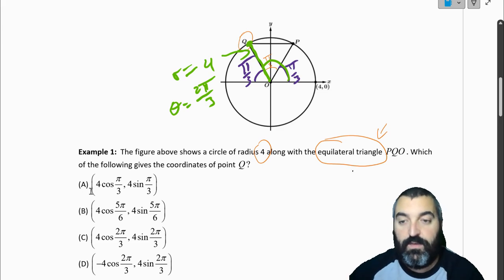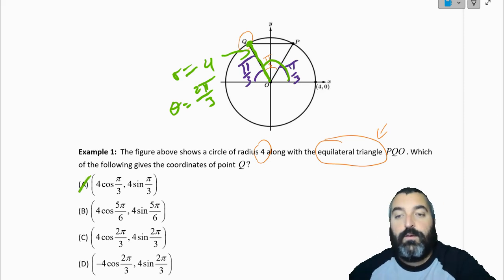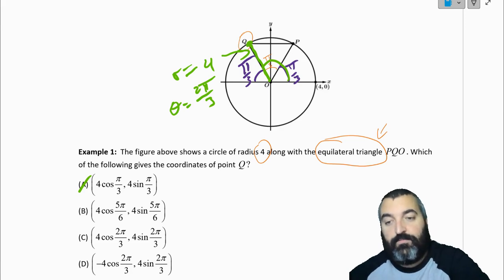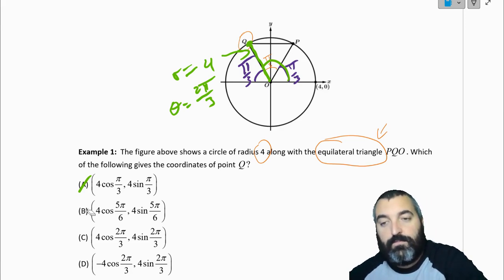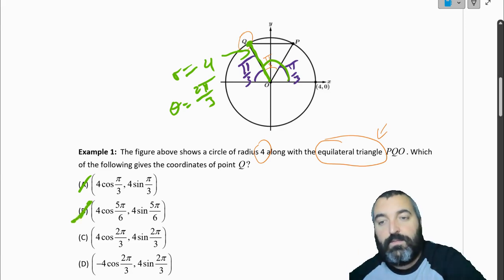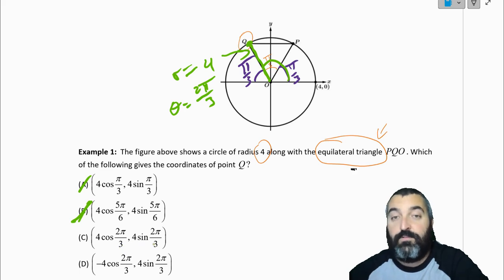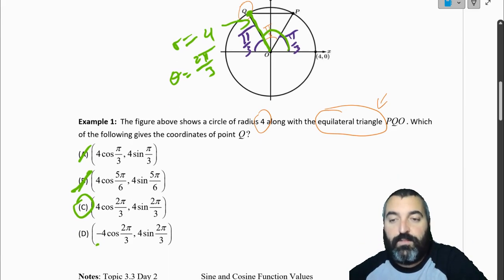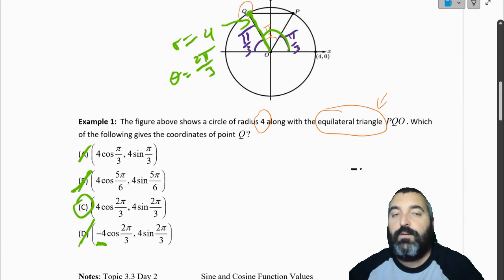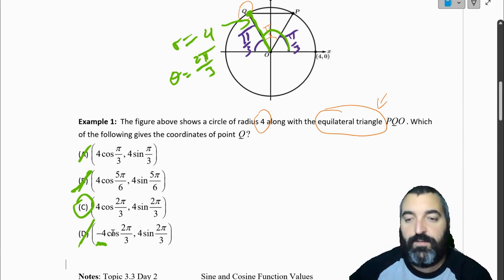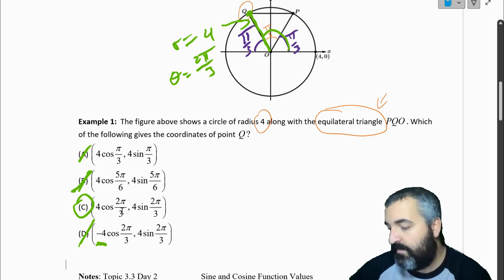We just kind of go through the choices. For cosine pi thirds, almost there, but not quite. For cosine 5 pi sixths, not sixths, so we're okay there. For cosine 2 pi thirds, that's good so far. For sine 2 pi thirds, there's our answer. And just to double check, we have the right angles, but we have a negative r value, which does exist, but it wouldn't give us the right answer in this case. So there's our answer. It is C. So there you go.